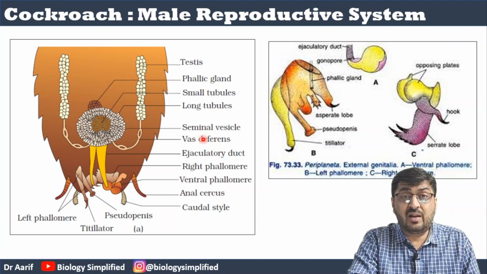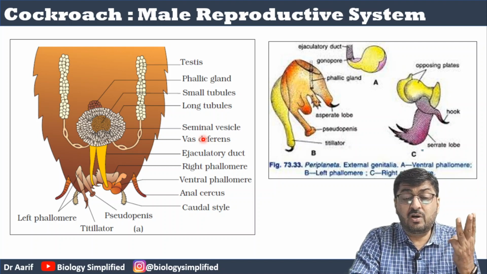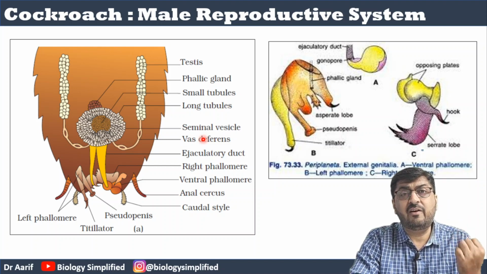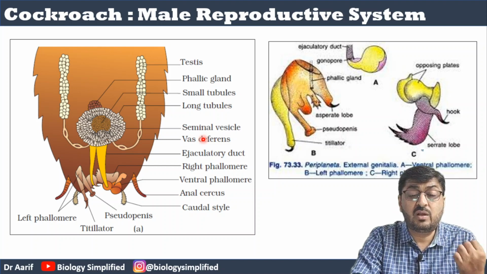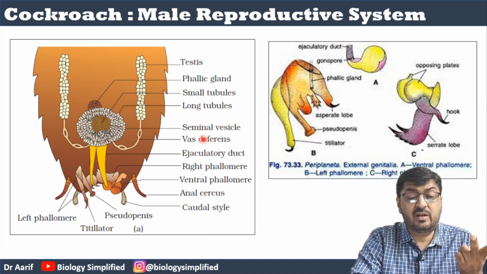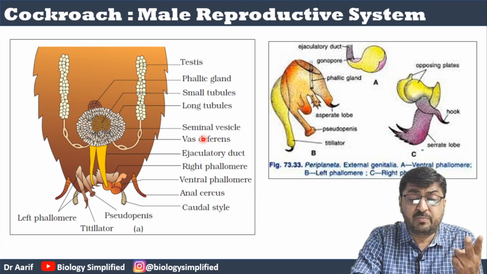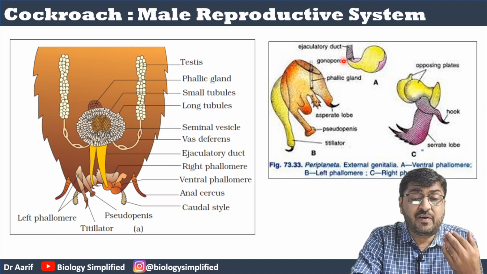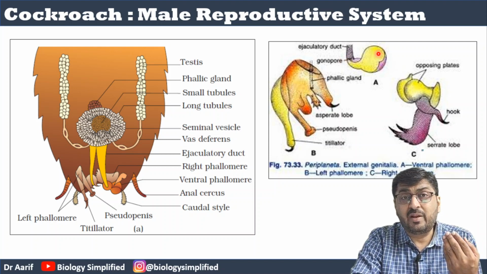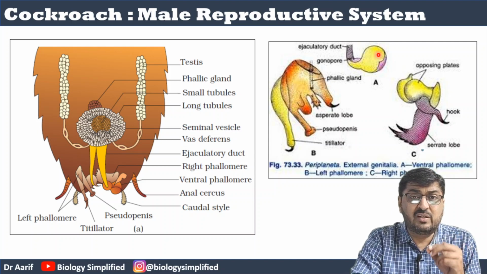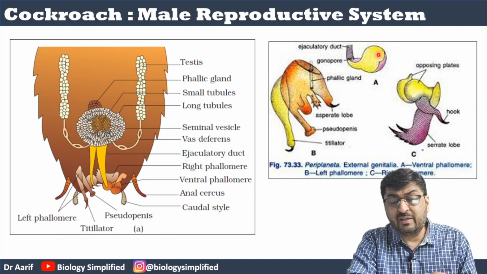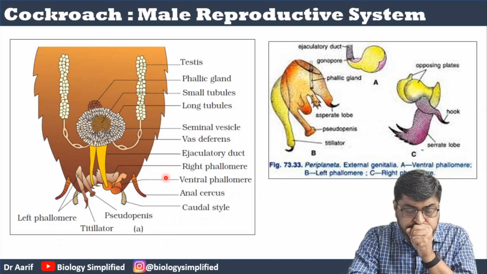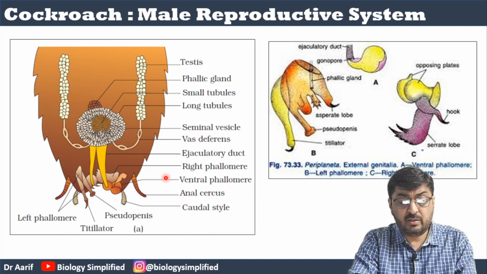So how many phallomeres are there in the male? 3. We've got the ventral, the left phallomere and the right phallomere. Which is the smallest one? The ventral. Which is the biggest one? The left, right? Most important of all, where is the ejaculatory duct and gonopore opening? On which phallomere? It is opening on the ventral phallomere, right? Maybe you can just make a note of these 3 phallomeres with their respective characteristics, which would help in identifying the markings in the diagram. Sorry. Okay.